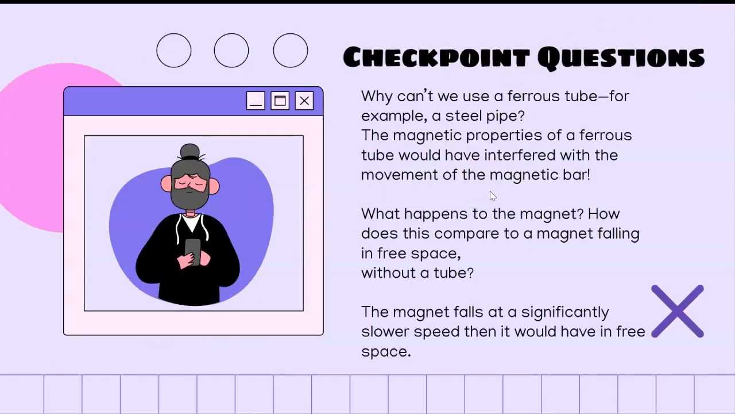So here are our checkpoint questions. Why can't we use a ferrous tube, for example, or a steel pipe? Essentially because there are magnetic properties in ferrous materials that would have interfered with the movement of the magnetic bar. Then what happens to the magnet, and how does it compare to a magnet falling in free space without a tube? So we even saw this in class that the magnet would fall at a much slower speed just due to the magnetic field just kind of halting the velocity of the magnetic bar. So it moves slower than it would in free space.